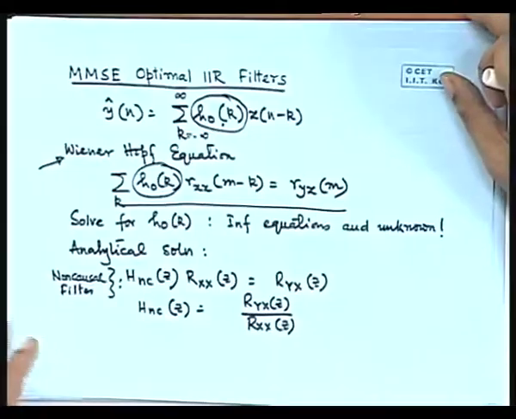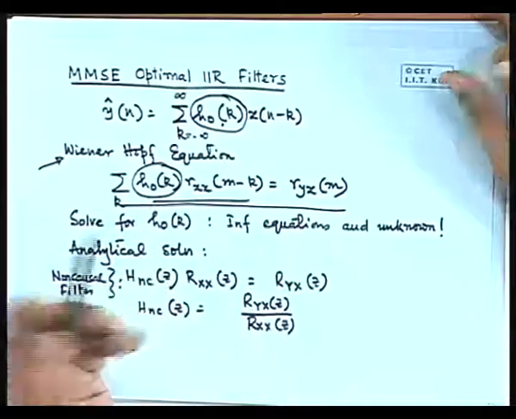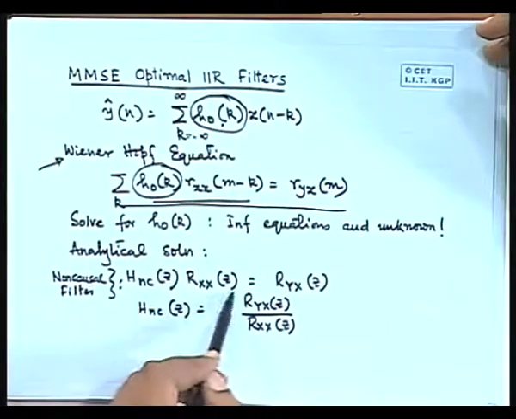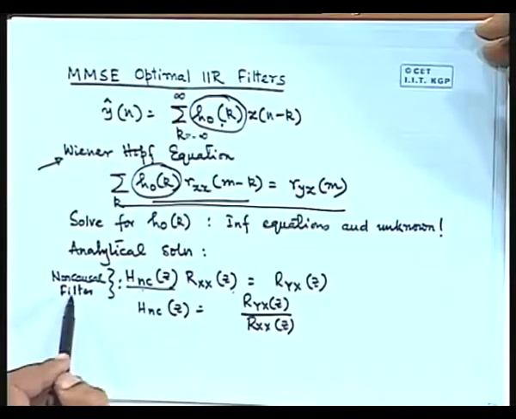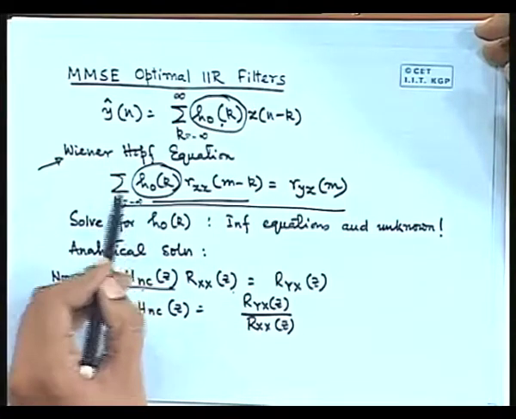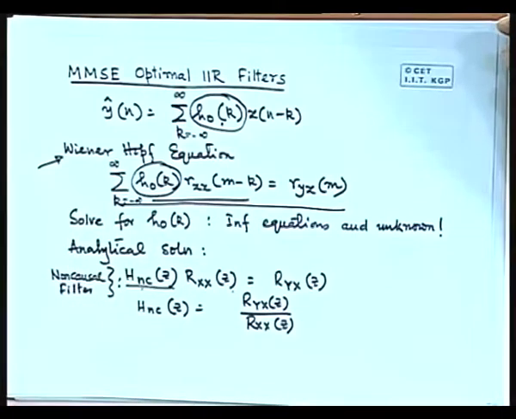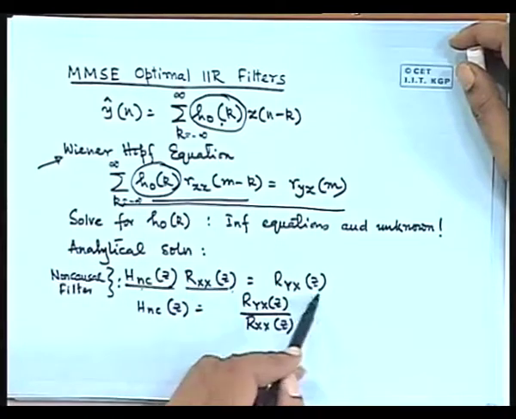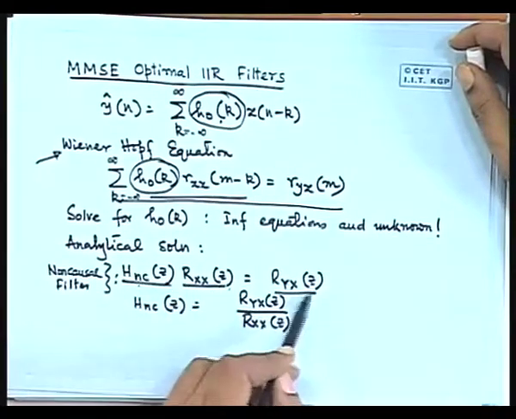So the first thing is that people said, okay, it's simple. At least you use Z transforms. If you use Z transforms, then this is nothing but a convolution equation. So you write this as a product, H_NC(z), NC for non-causal, because this goes from minus infinity to plus infinity. So you can easily define a Z transform and then use the Z transform properties. This will be Rxx(z), this will be Ryx(z).